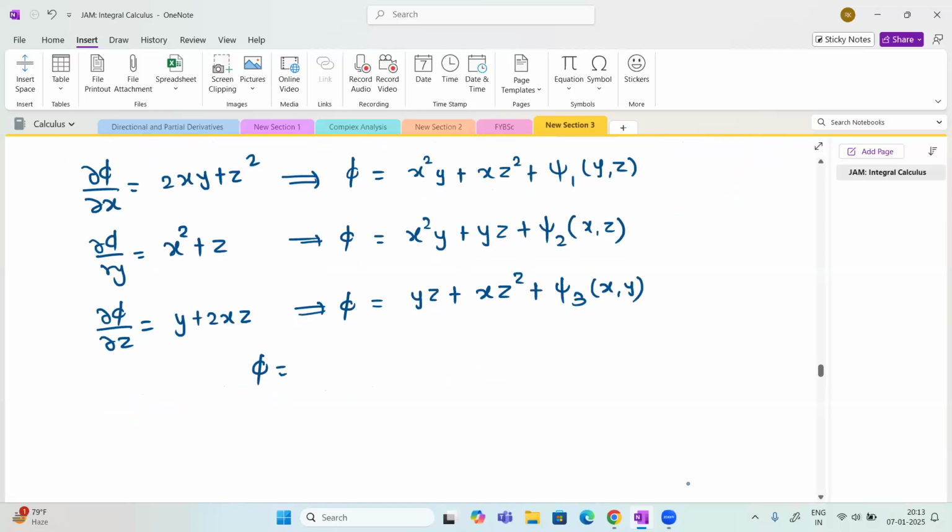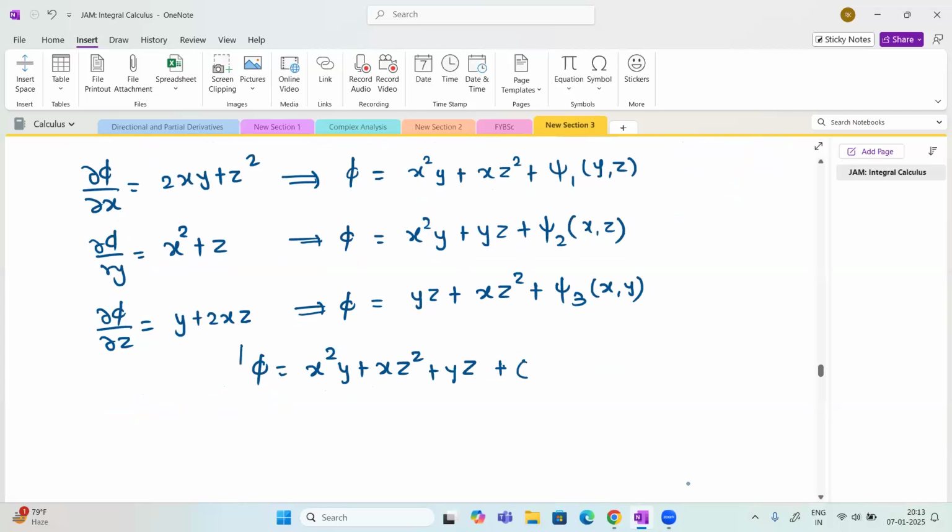Okay, so let us write phi, and we have to avoid repetitions. In the first we have got x square y plus xz square. X square y is repeating here, so I will avoid it. Next, yz. Again, yz appears here, so I will avoid it. And xz square also appears again. So plus c. So this is the required function phi.